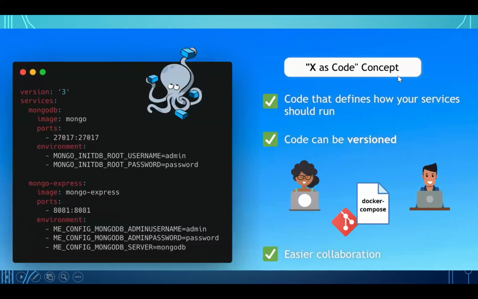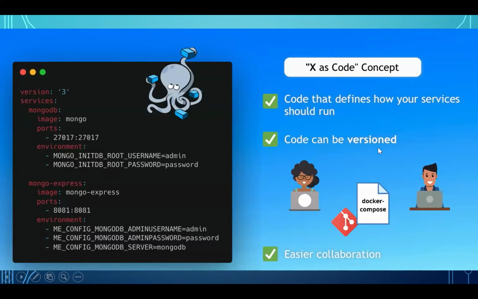Infrastructure as code. This is code that defines how your services should run, and it is easily understandable by anyone. In services, people are going to run two services, Mongo and Mongo Express. Underneath, you'll have image, port, and environment. Only three things. Image, we can easily get; port number, we can get; environment, we have seen.